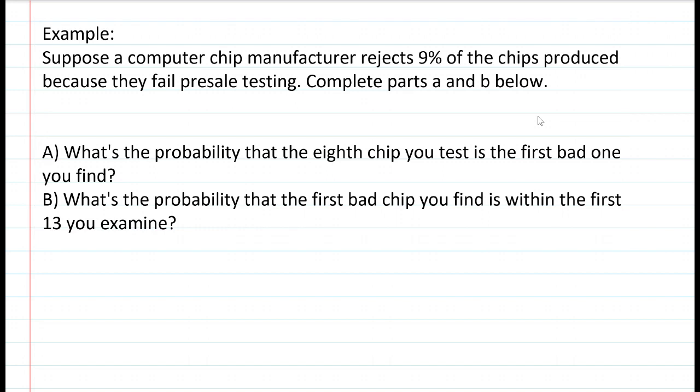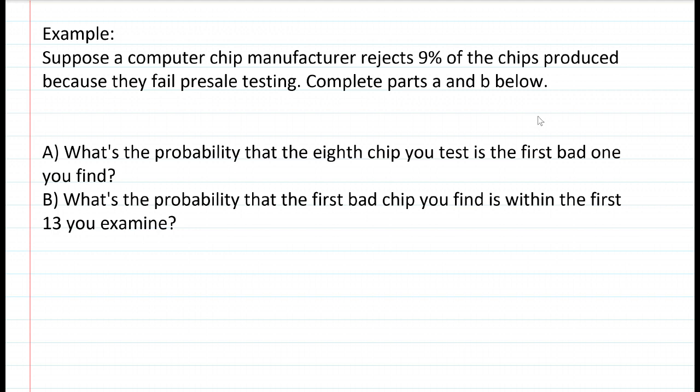So here's our first example. Suppose a computer chip manufacturer rejects 9% of the chips produced because they fail pre-sale testing. Let's complete parts A and B. Part A: what's the probability that the 8th chip you test is the first bad one you find? Part B: what's the probability that the first bad chip you find is within the first 13 you examine?